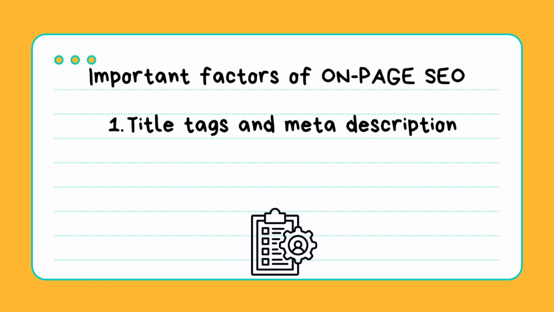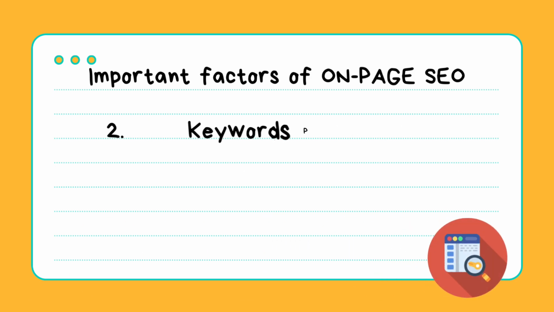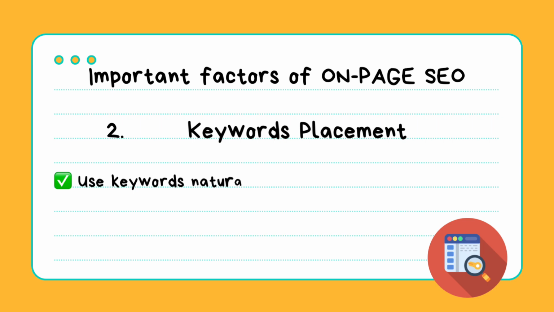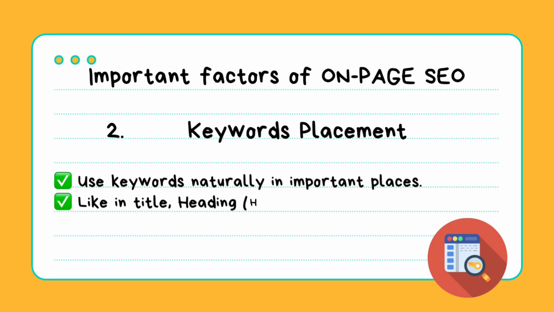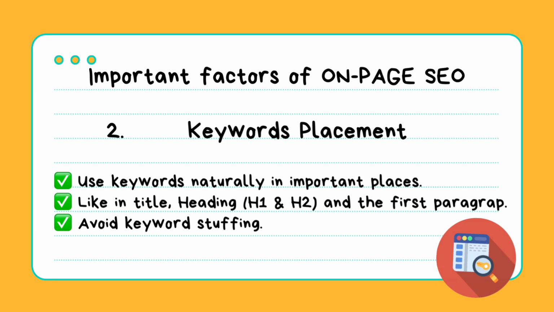The title is the first thing that appears in Google search results. For example, if your blog is about best shoes for running in 2025, your title could be something like Top 10 Running Shoes in 2025, Expert Picks. 2. Keyword placement. Use your keywords naturally in important places, like the title, headings, H1, H2, and the first paragraph. Avoid keyword stuffing, because Google is now smart enough to detect it.